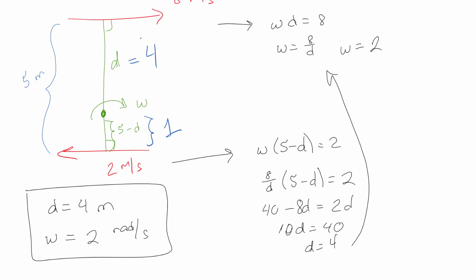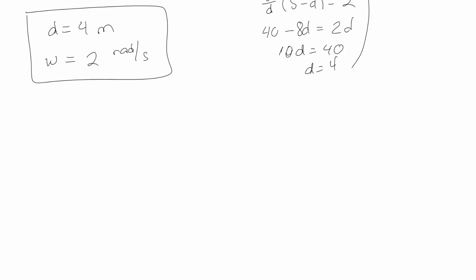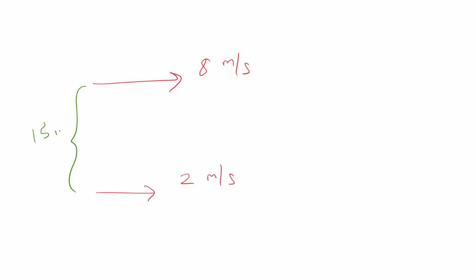So that's how you do it. Now these problems can get not a whole lot more complicated. It's just a question of playing around with it and getting used to messing around with it. So let's say that I had a velocity here of 8 meters per second, and then I had 2 meters per second. And I'll go ahead and do this before I forget. These are 15 meters apart.